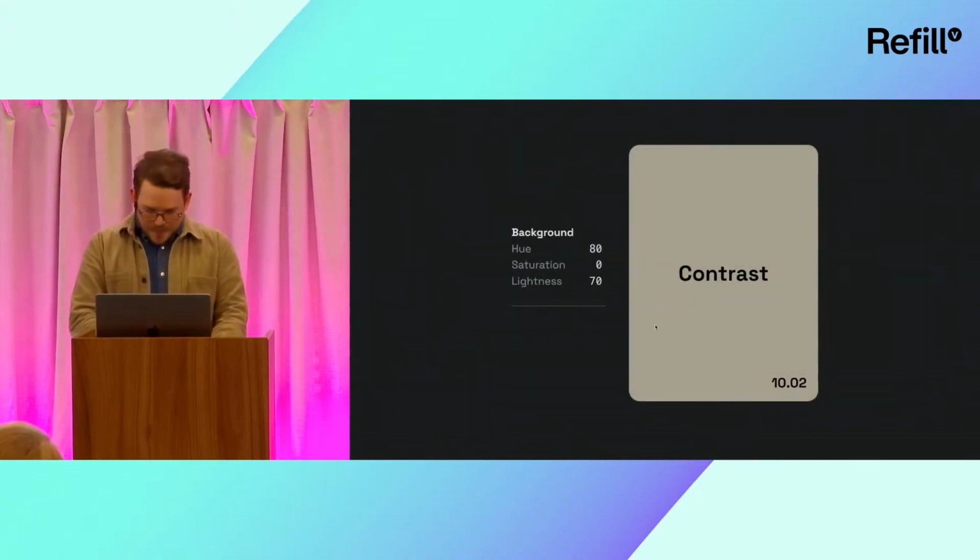Moving on. If we talk about accessibility, you know this number, right? How much contrast there is from this text to this background. When we've got no saturation at all, this changes nothing, because there's no saturation, which means no color, just gray.